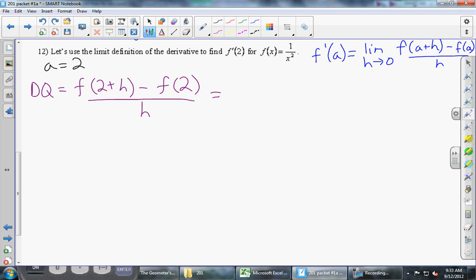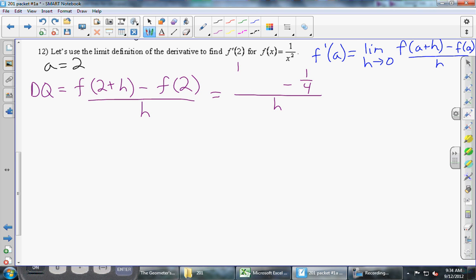Okay, next part. Let's go ahead and do the f of 2. That's the easy part. How much is f of 2? 1/4. Okay, the h is sitting on the bottom, no problem. And then we have f of 2 plus h. It's easy once you get used to it, but it's also really easy to make a mistake.